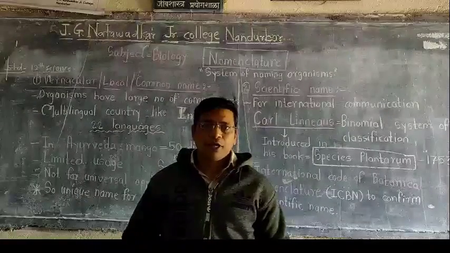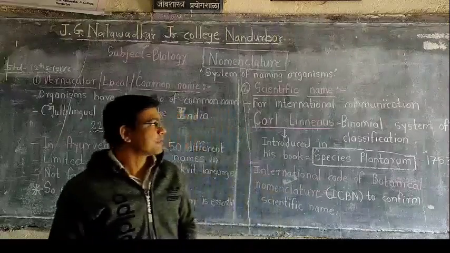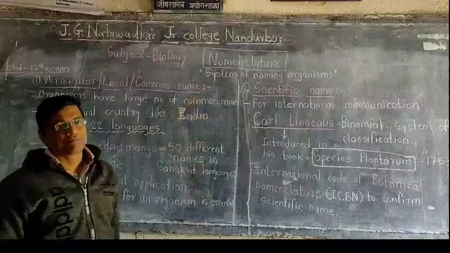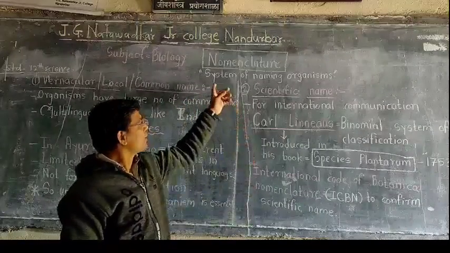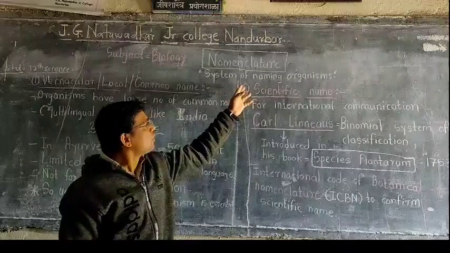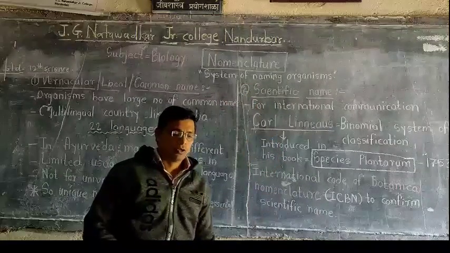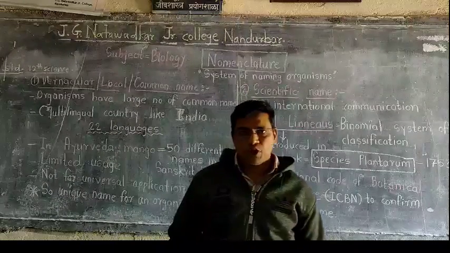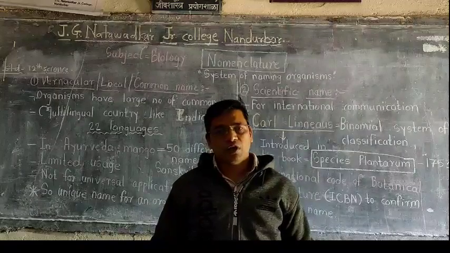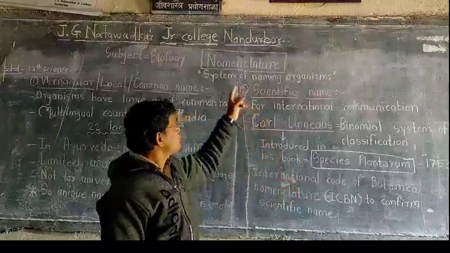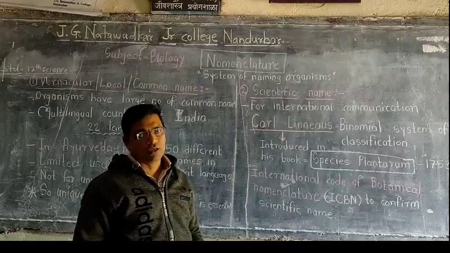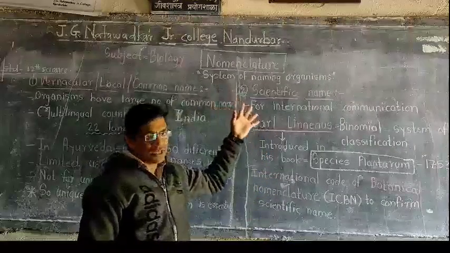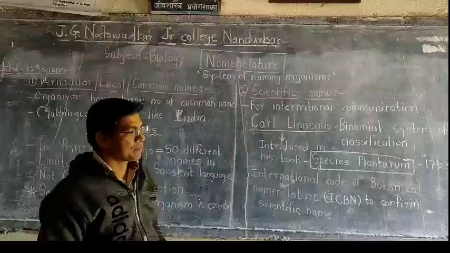Hello students, today we are going to study our new topic, that is nomenclature. First of all, what is meant by nomenclature? Nomenclature is the system of naming organisms. If you want to give a name to a particular organism, then this process is called nomenclature. Now, what is the need of giving a name to a particular organism?